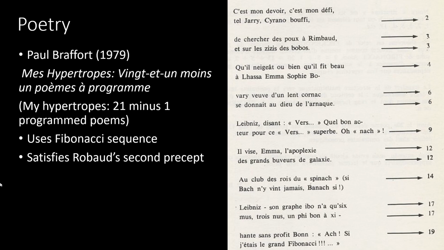Don't worry if the writing's a bit small, but you may notice that there are some little arrows with numbers on them, pointing to various numbers. This is directing you to, or alerting you to, something about the other poems in the cycle. There are 20 poems, but instead of saying 20, he said 21-1. And this is a clue that actually 21 is a Fibonacci number, and so is 1. These poems somehow use the Fibonacci sequence in the structure. And we'll see that they obey this second precept of Roubaud, because some mathematics about the Fibonacci numbers is also involved. So there are these 20 poems.